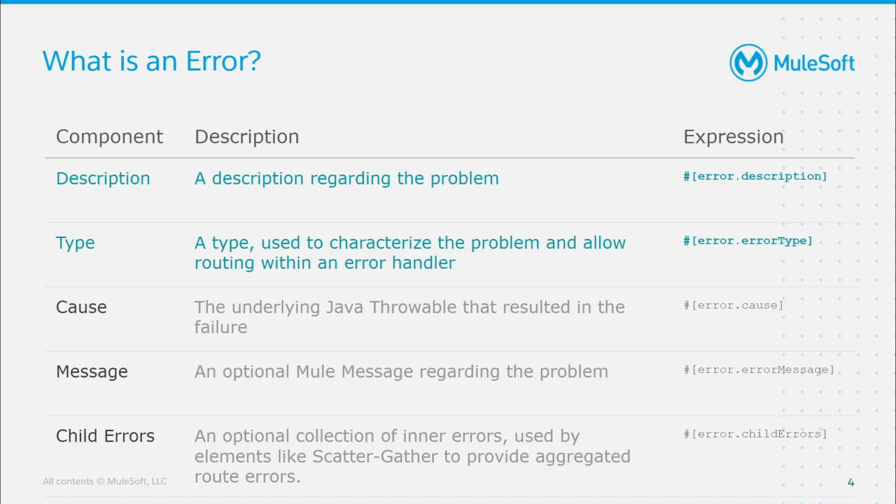One of the first things that is important to understand is what exactly is an error in MuleSoft and what are the different components within it. When an error occurs, an error object is created. Each error object has several different components. Note that not all of the error components are listed here, but for the purpose of this presentation, we really only care about two components: the description and the type. The error description is just as it states, a description of the error that's created and what the problem is. The type is a categorization of the error that helps the error handler determine how to route this specific error.